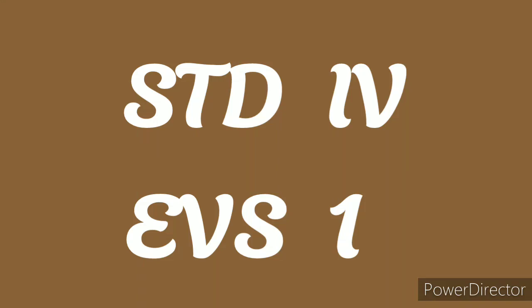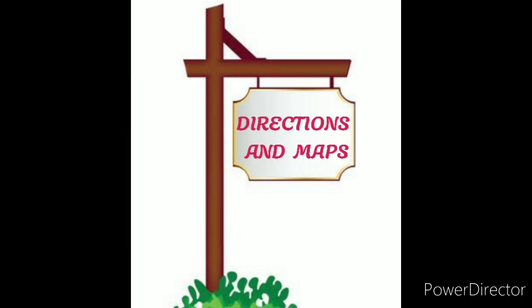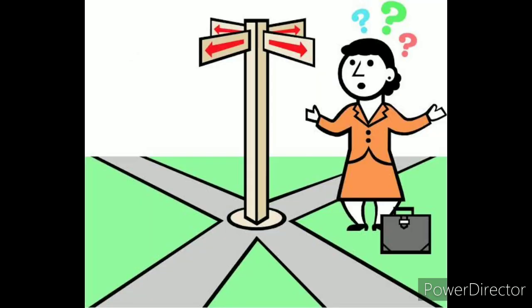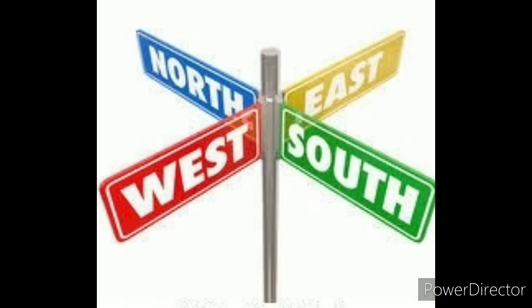Standard 4 EVS 1. Today we are going to learn the lesson Directions and Maps. Children, do you know which are the 4 directions? Yes, north, south, east and west are the 4 directions.